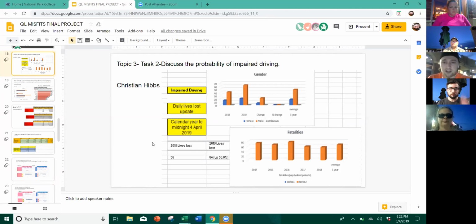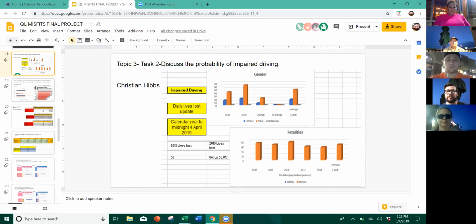All right, and this one goes to Christian. Discuss the probability of impaired driving. Impaired driving, well, as you can see, there have been some fatalities increasing due to texting. And then you see the gender, female versus male. Males are guilty of impaired driving almost double compared to females. We have a problem, and in 2018, there were 56 lives lost just per county. So the comparison here is really the gender, but with males we have a lot harder time with impaired driving compared to females.